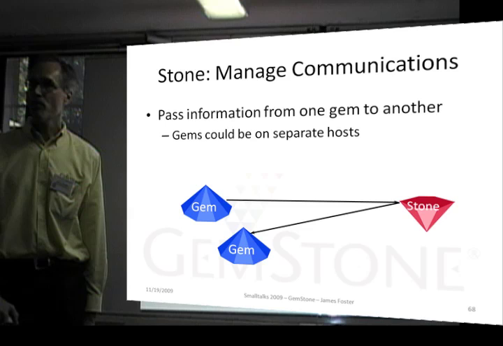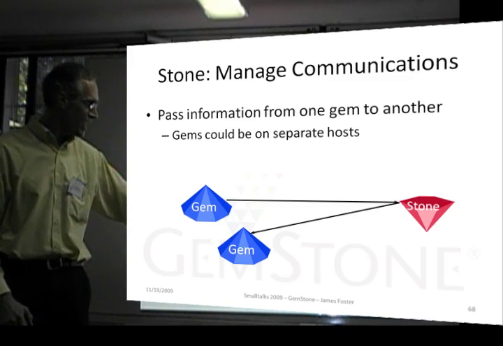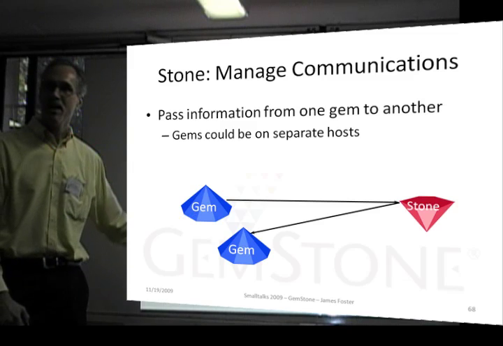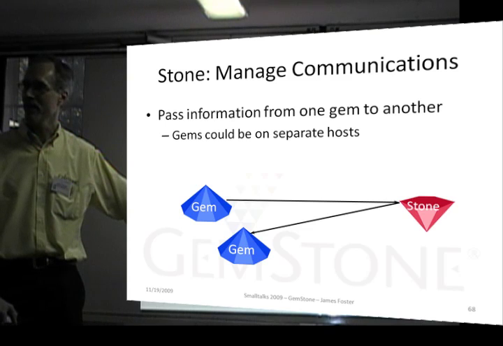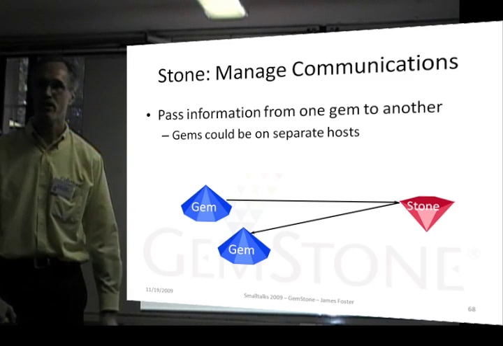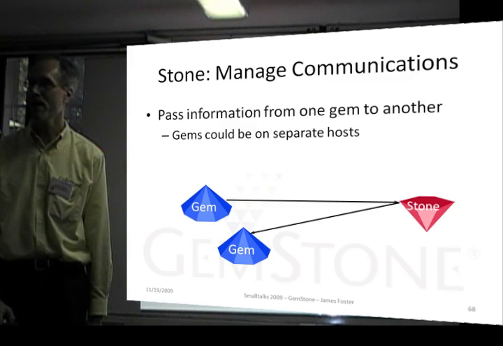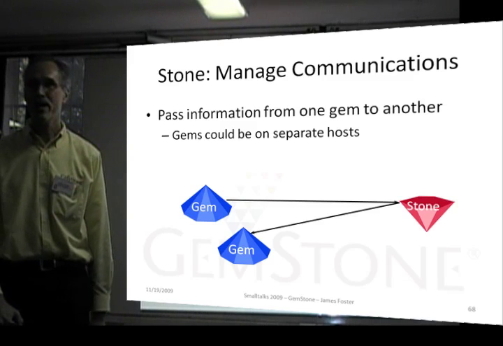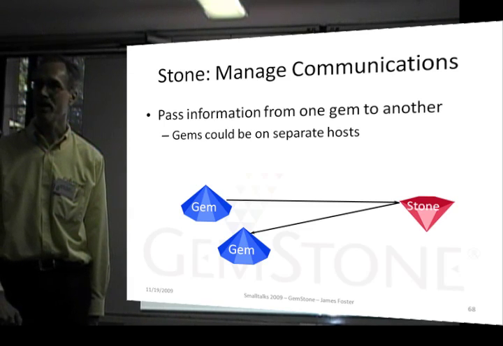The stone also manages what we call gem-to-gem communication. So one gem can send a message to another gem, but it doesn't know where that other gem is or what IP address it's on and that sort of thing. So that communication happens through the stone. You can send messages from one gem to another. This isn't real commonly done, but there's times when it's useful, and the stone coordinates that.